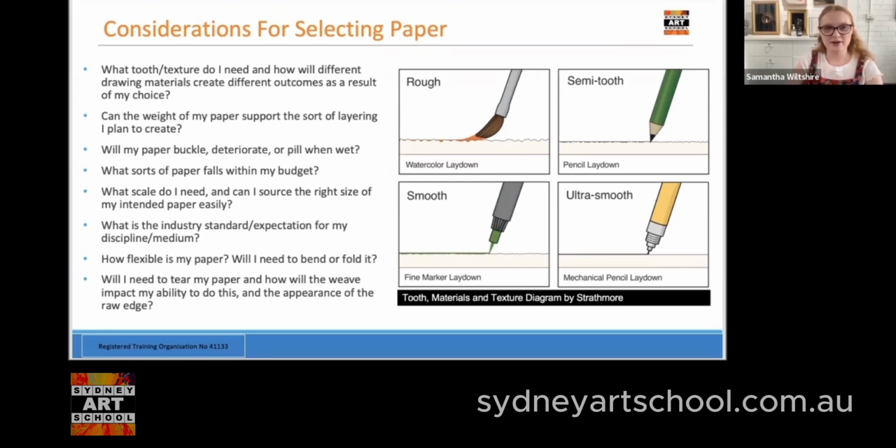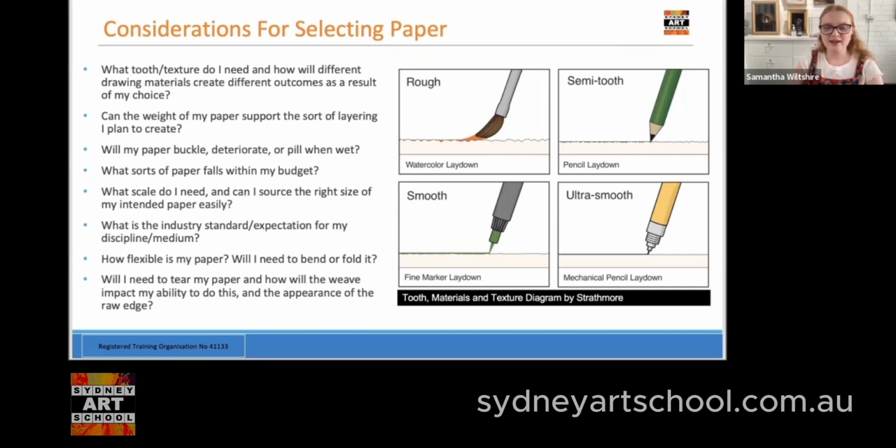So that's very important. We also might want to think about the flexibility of our paper. If we were origami artists, we would need to be able to bend and fold that paper. Or if we're people who sculpt with paper, or people who like to do collage or mixed media that might involve folding, that would be really important for us.